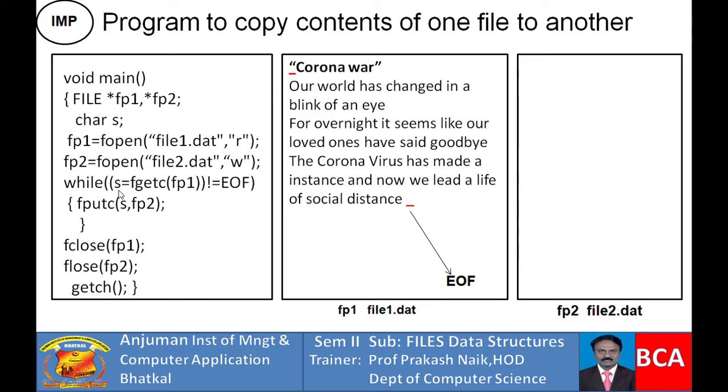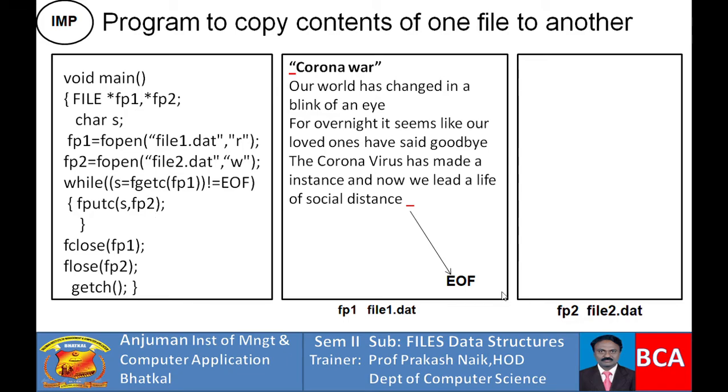Okay. So now s is compared with end of file. Is s not equal to end of file? Yes. s is equal to double quote and double quote is not equal to end of file. If it is true, it comes inside the body of the while loop. What is going in the body of the while loop? fputc bracket s comma fp2. That means the content of s is written to the file that is associated with fp2.